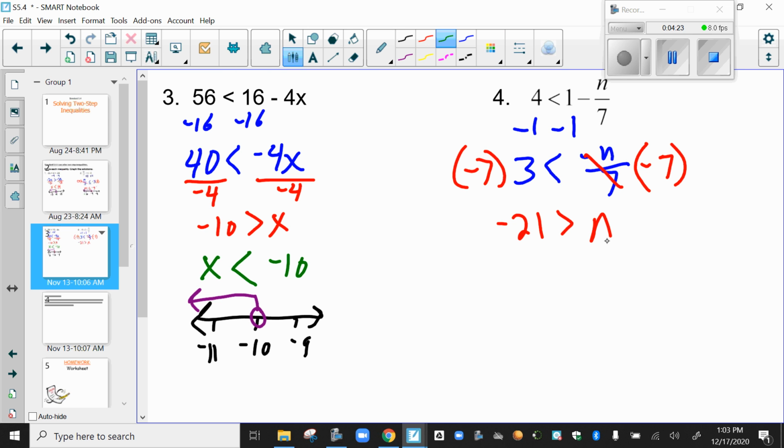Then I'm going to move everything to the other side. So n goes over here. Negative 21 goes over here. My sign flips over again. So it goes from greater than back to less than. I'm going to have this n is less than negative 21.